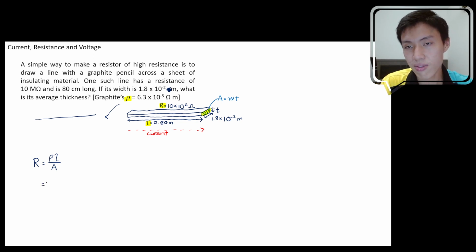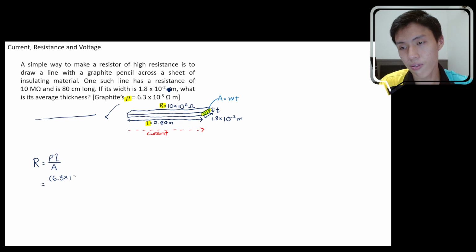So you have the resistivity. The resistivity is 6.3 times 10 to the power of -5. We are going to keep it as it is. Okay, the length here will be 0.80. We convert it into SI unit, 0.80. But for the area here, we are going to expand it and change it to be the width multiplied by the thickness.